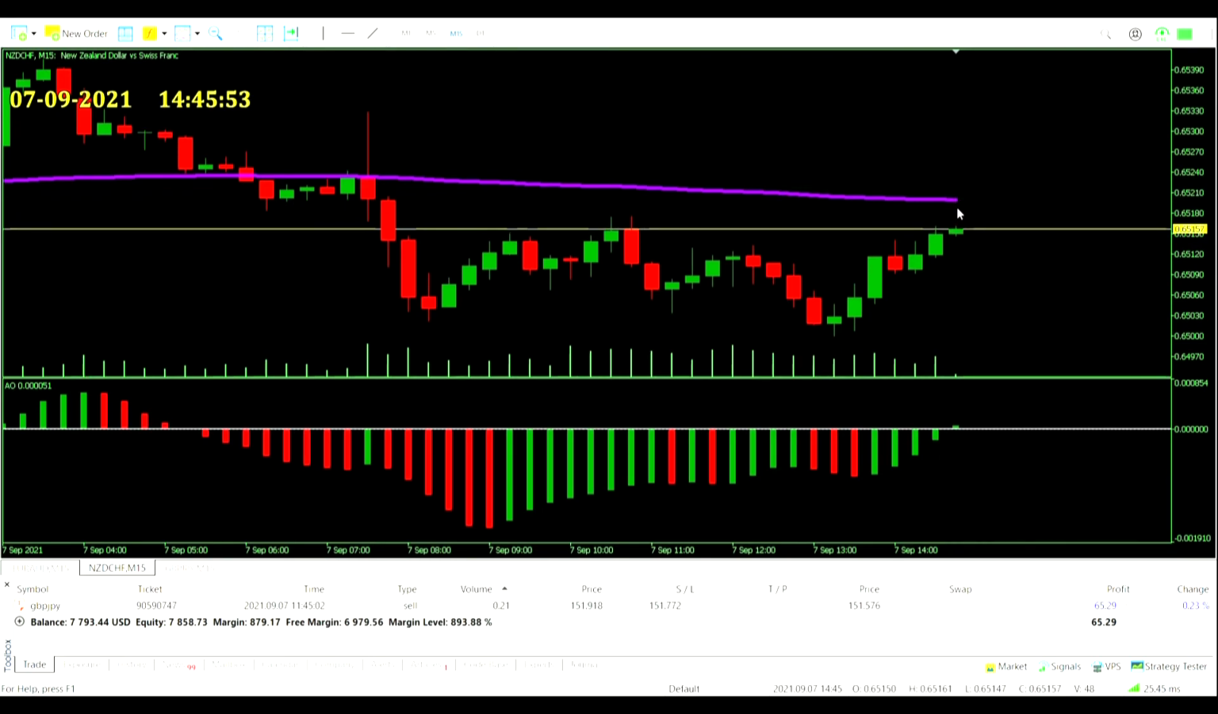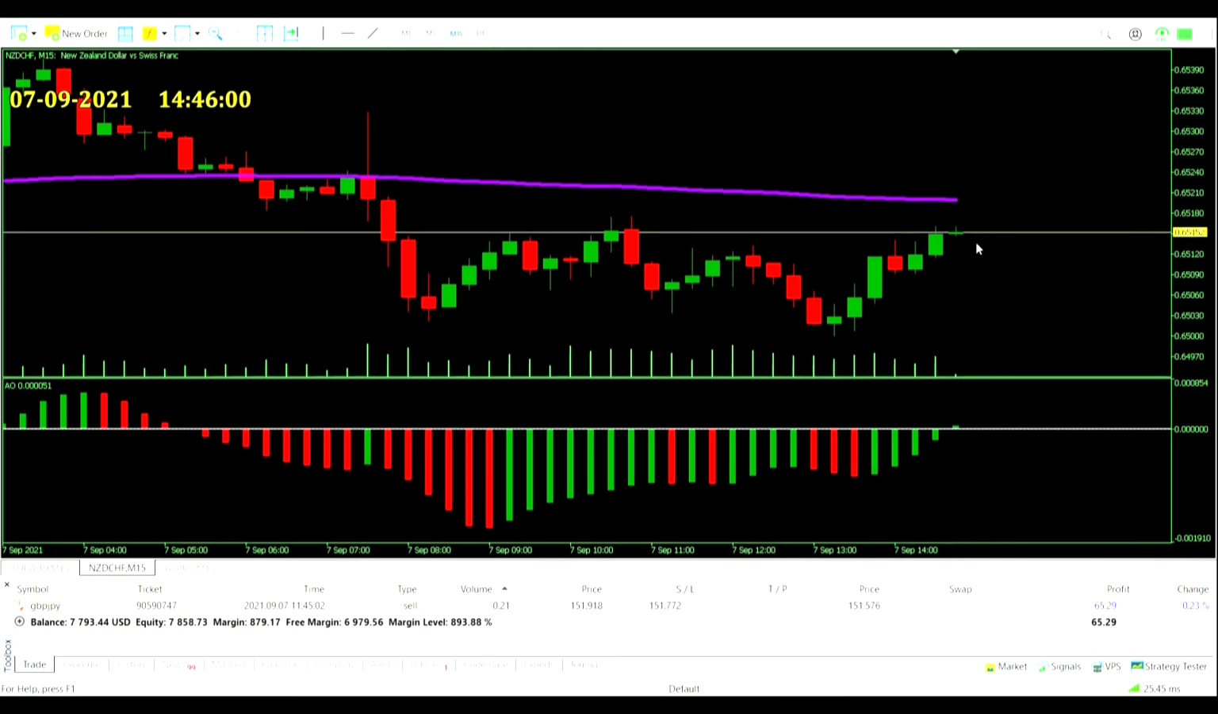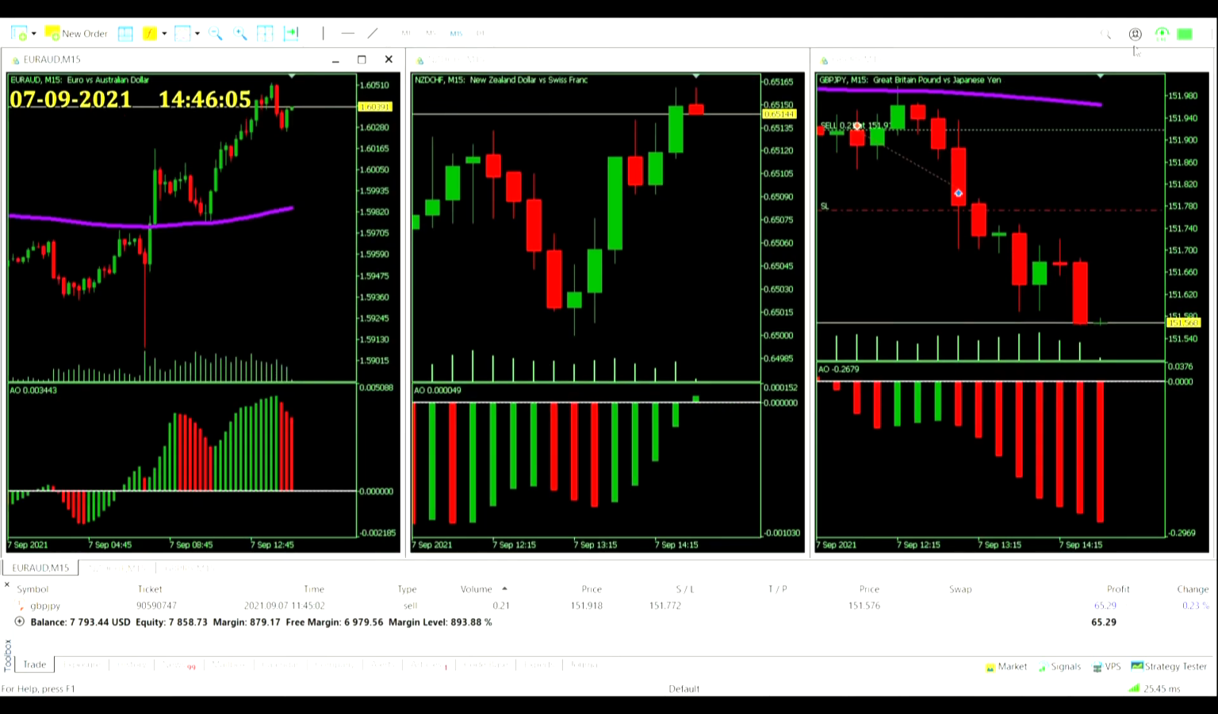So it seems unlikely at the moment, but not impossible. There's a big green candle there; if they had another one of those, it could close above. So we'll certainly be checking in on that one at 3 o'clock. But let's get back onto our winning trade at the moment, the pound yen.